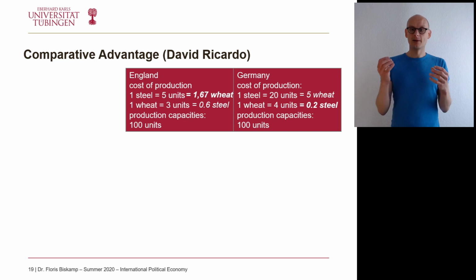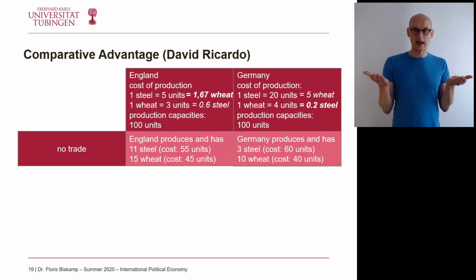So we have different relations between the cost of the two commodities in each country. And now Ricardo says what we have right here is comparative advantage. Here you can make the same calculations that I made before. I just took the same numbers and the same decisions about production, only that wheat is now more expensive in Germany, so they don't have 20 wheat anymore, they only have 10 wheat.